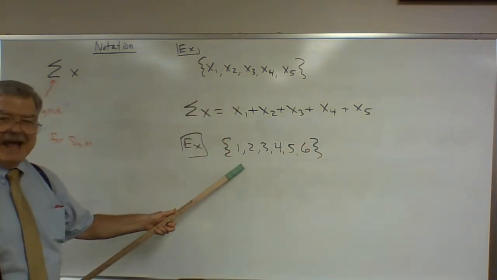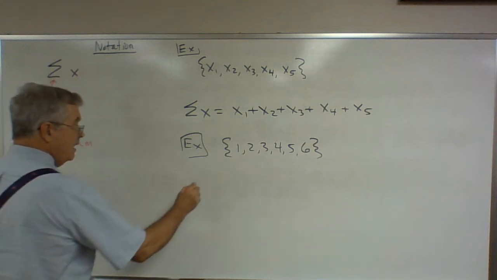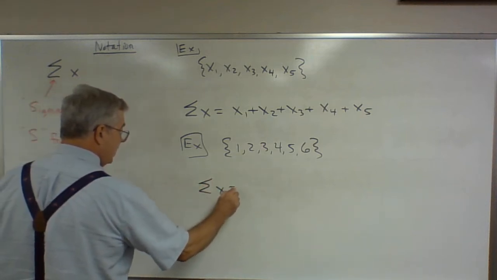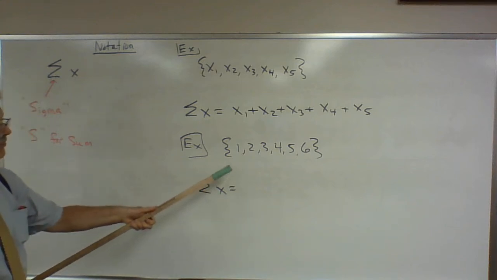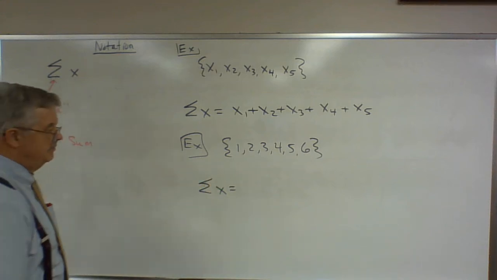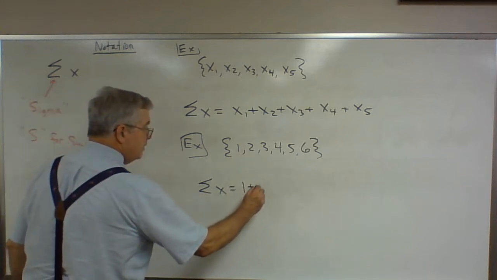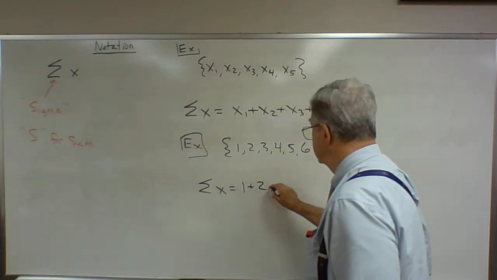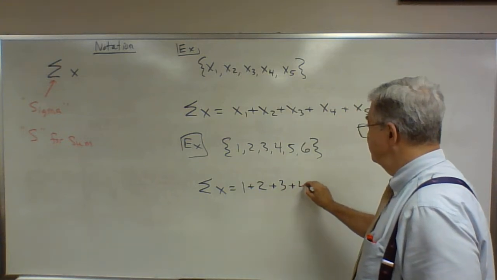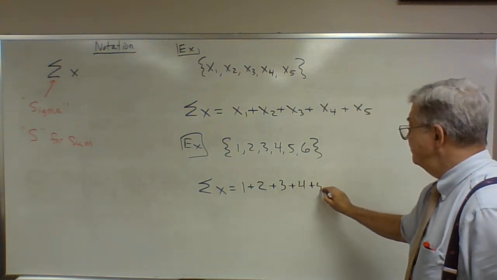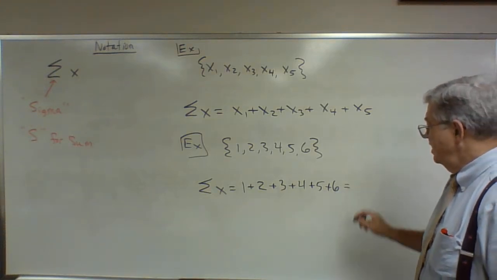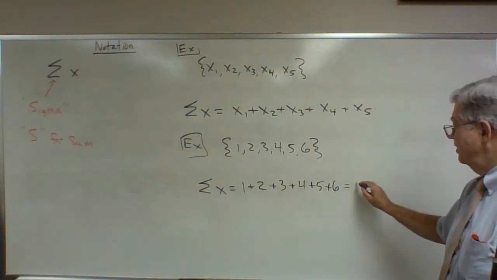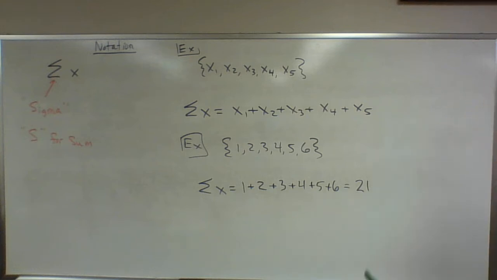Here's our set of data values. Sigma X is the sum of the data values. 1 plus 2 plus 3 plus 4 plus 5 plus 6. And I sure hope that's 21. Let's say 6 times... yep, 21.